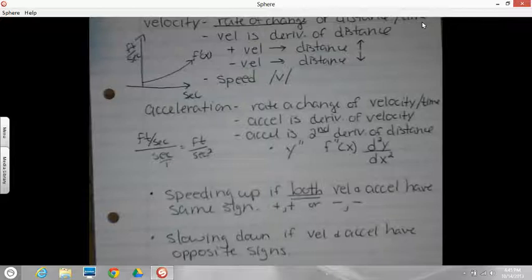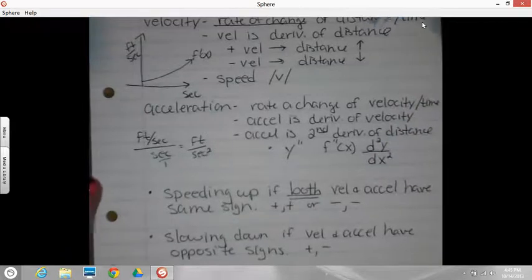So speeding up if they're both the same, slowing down if one's positive, one's negative. Alright, so the story problems today aren't too bad if you take your time and you really look to see what they're asking for. Is it velocity? Is it acceleration? Is it distance? So let's go through a couple.